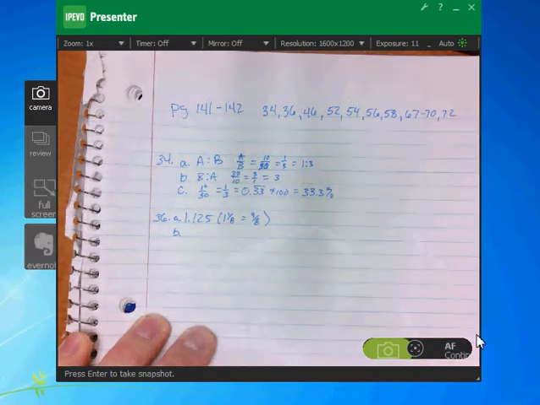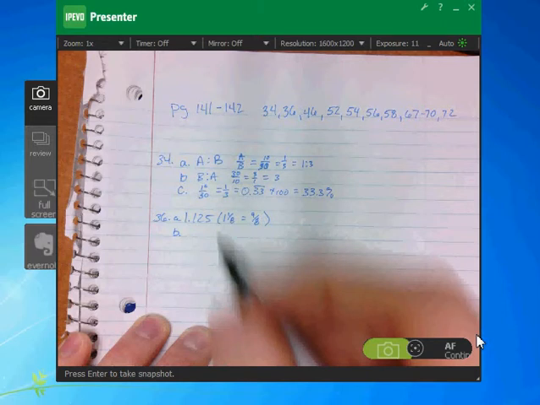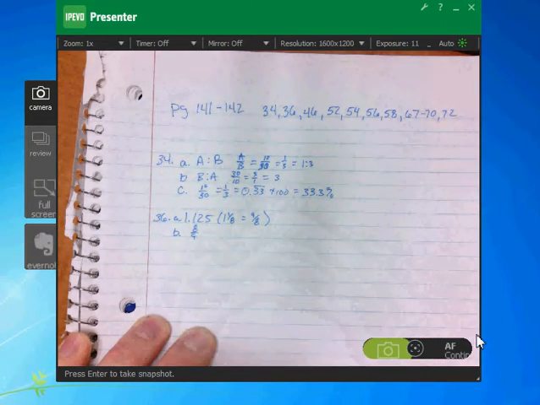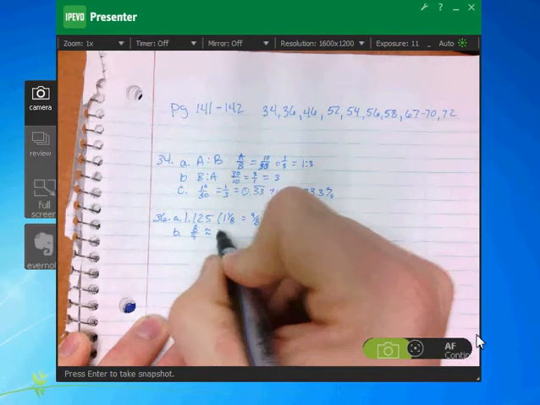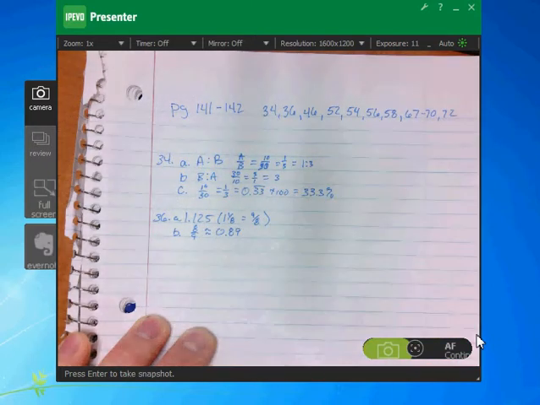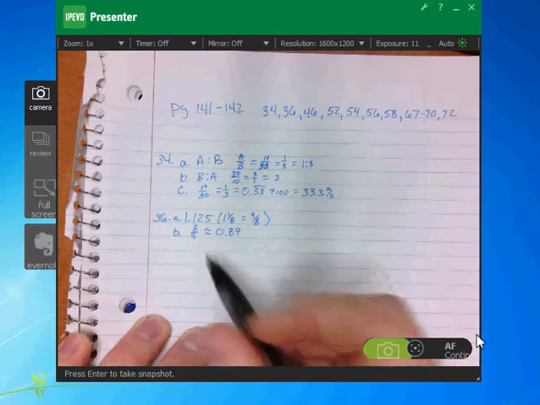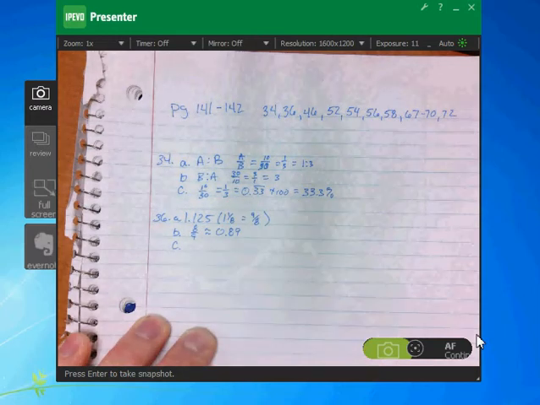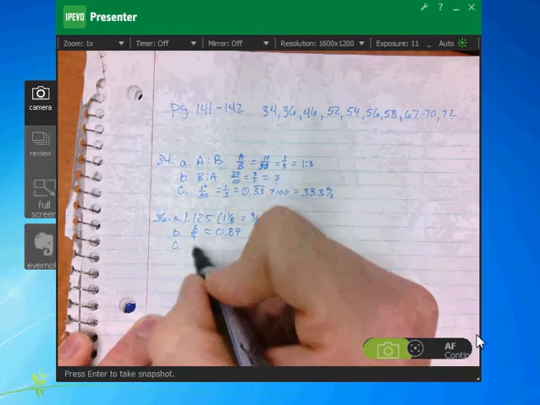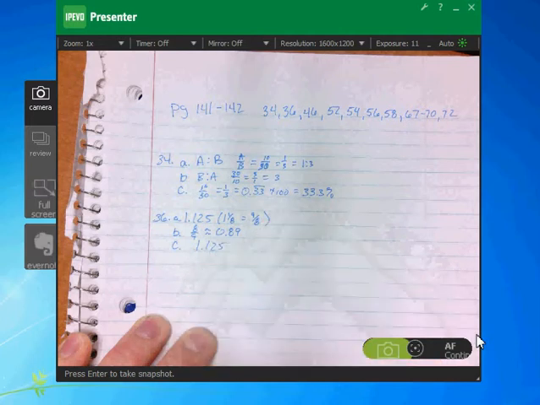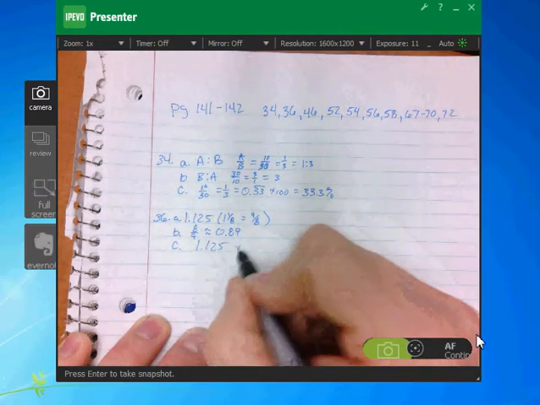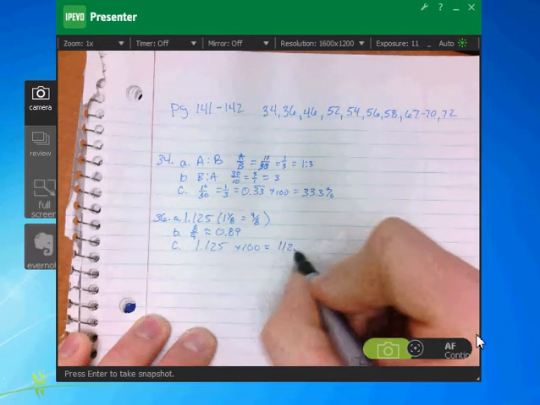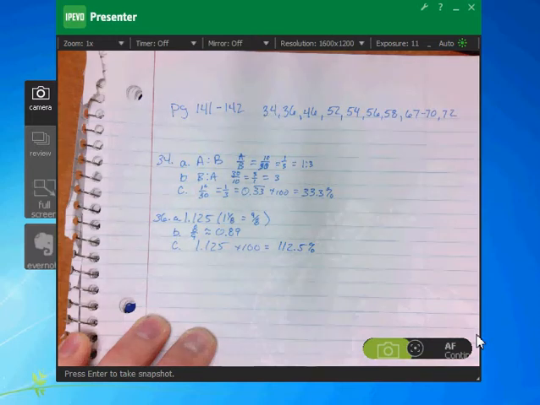If we're looking at part B, we have roughly 8/9, which is going to give us 0.89 if you converted that to decimal. 8/9 is what we'd be looking for there. And then C, going to a percent, we have that 1.125 from part A. We're timesing that by 100 to get our percent, and that gives us 112.5%.